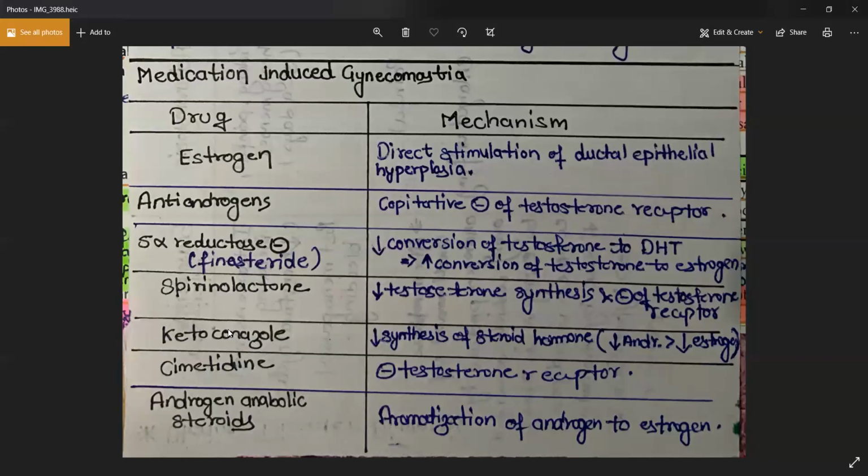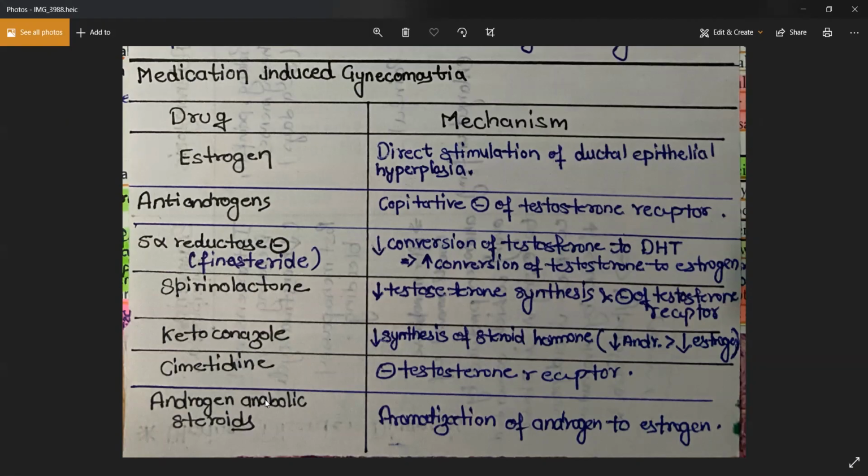The inhibitor? What inhibitor? Cell membrane inhibitor. 17-alpha demethylase, remember? Okay, the ketoconazole. Basically, this ketoconazole also inhibits the synthesis of the steroid hormones. That means it can lead to gynecomastia again.